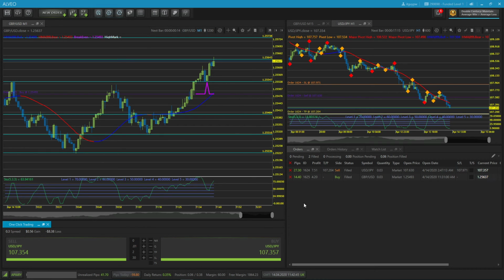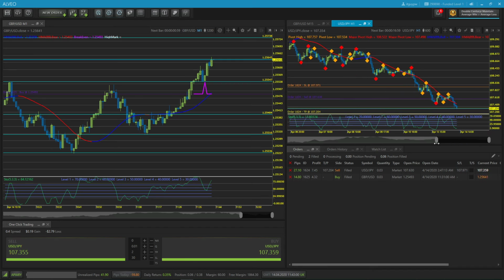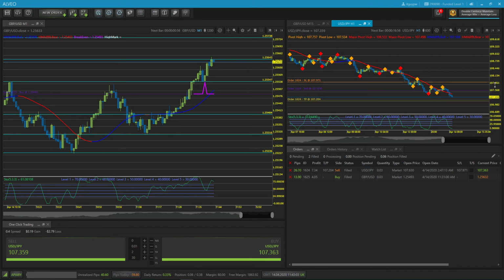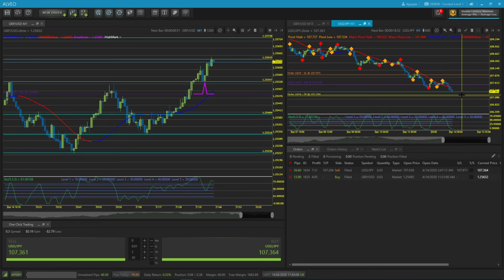I didn't even see that, so I'm glad things are going in our direction. But we'll continue to monitor that. But yeah, this trade's doing pretty well. I will probably move my stop loss because we only have another 15 pips to go here.